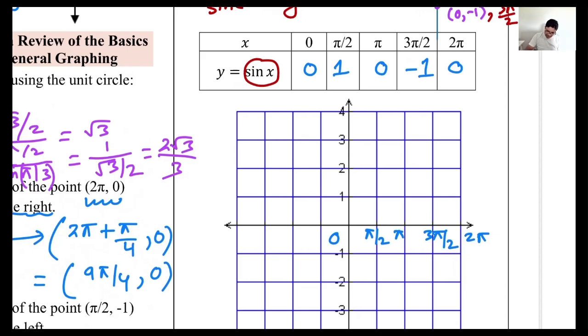So the first point on the graph is 0 at 0 radians. At pi over 2, it's 1. Sine pi over 2 is 1. And at pi, again, sine of pi is 0. At 3 pi over 2, you have negative 1. And finally, at 2 pi, which is equivalent to 0, sine is the y coordinate, so it will be 0.